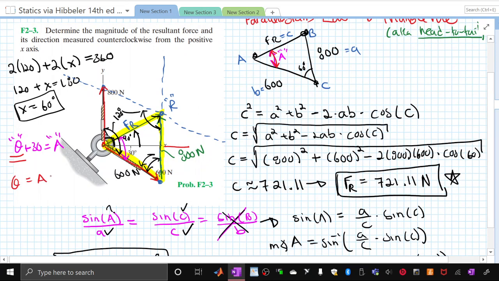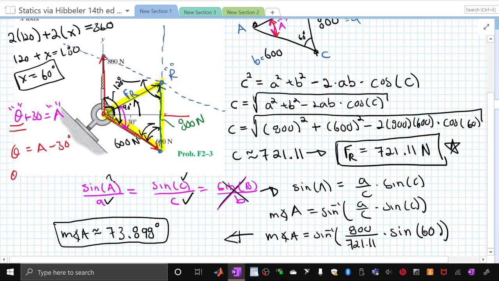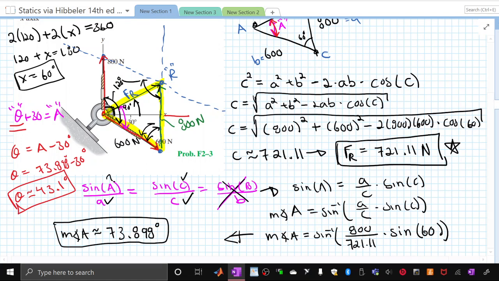Theta is equal to the angle A minus 30 degrees. So theta is equal to 73.898 minus 30 degrees. Theta is approximately equal to 43.1 degrees. And we just found our answers. So this answer right here is the resultant force, and it's acting at this specific angle.